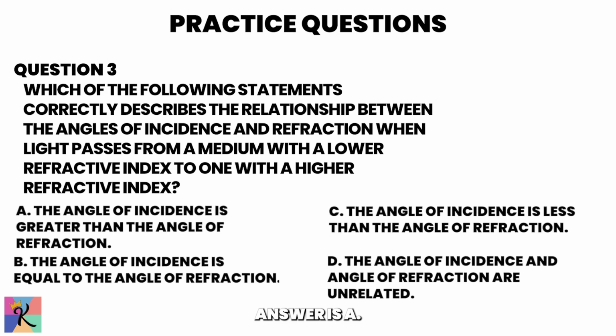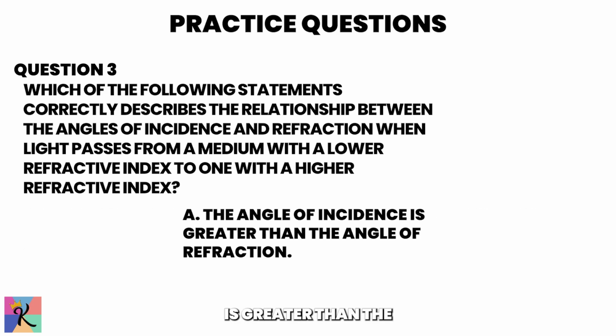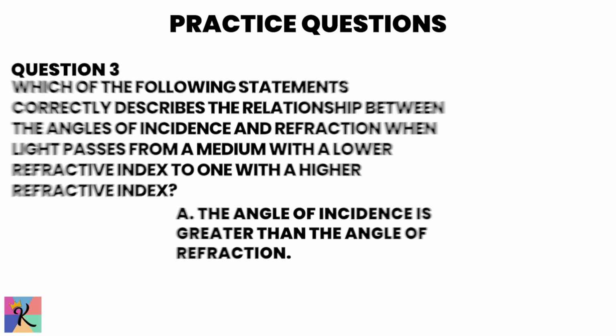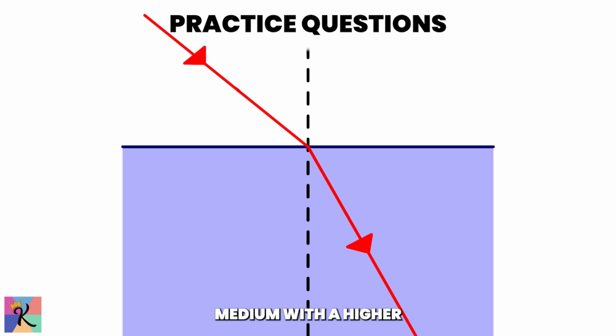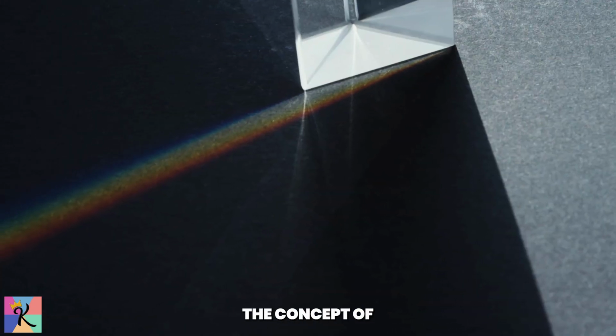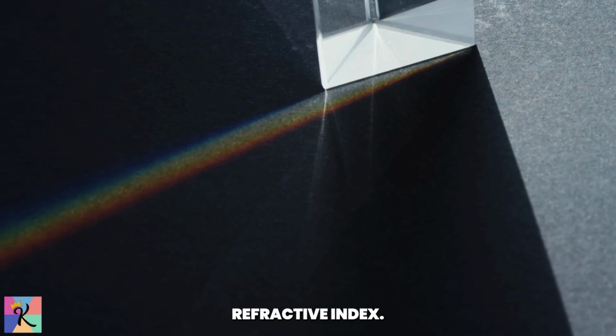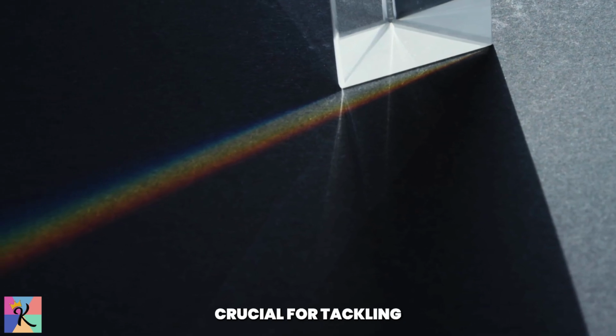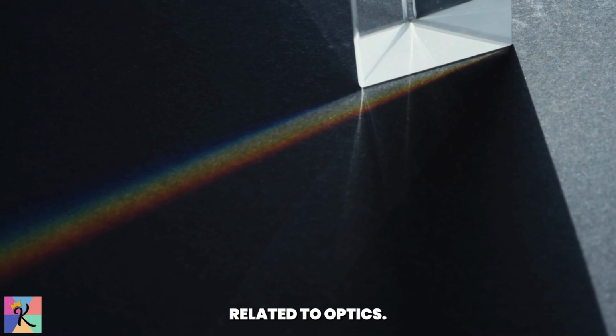So the correct answer is A. The angle of incidence is greater than the angle of refraction. When light enters a medium with a higher refractive index, it slows down and bends towards the normal, resulting in a smaller angle of refraction. So these questions help to reinforce the concept of Snell's law and the refractive index. Understanding these principles is crucial for tackling MCAT questions related to optics.